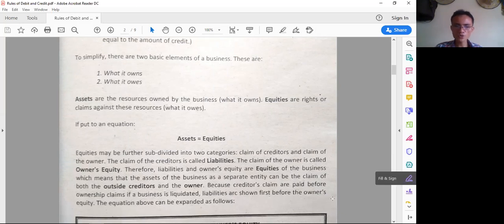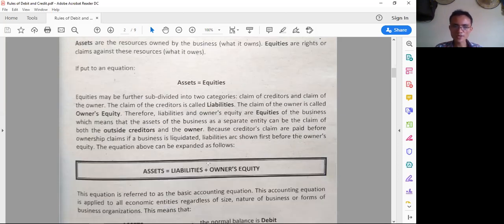You can see here owner's equity, because for beginners, for Accounting 1, this is on a sole proprietorship business. As a review, a sole proprietorship is a business having one owner. That's why, as a basic rule in English, it's apostrophe S. In other words, equities can be subdivided into two: the creditors' equity and the owner's equity. Hopefully that explains it.